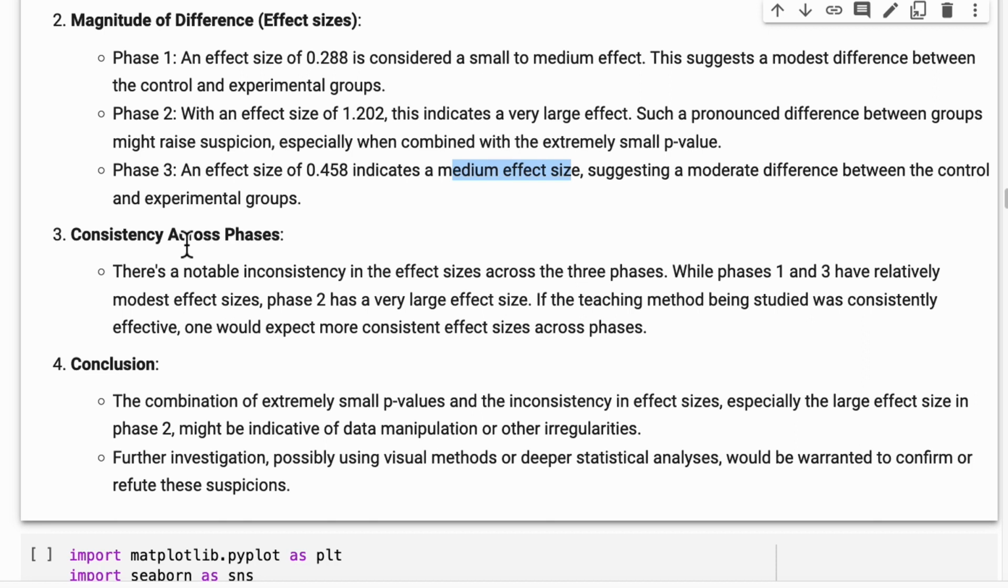So in phase 1, 2, and 3, we notice a notable inconsistency in terms of effect size across the 3 phases. While phase 1 and 3 have relatively modest effect sizes, phase 2 has a very large effect size. If the new teaching method is effective, we should see consistent results. So one would expect more consistent effect sizes across phases. So this is another angle from which we may doubt the data itself.